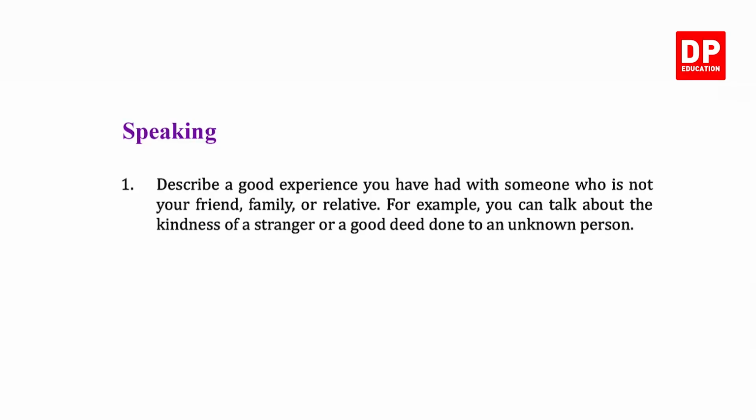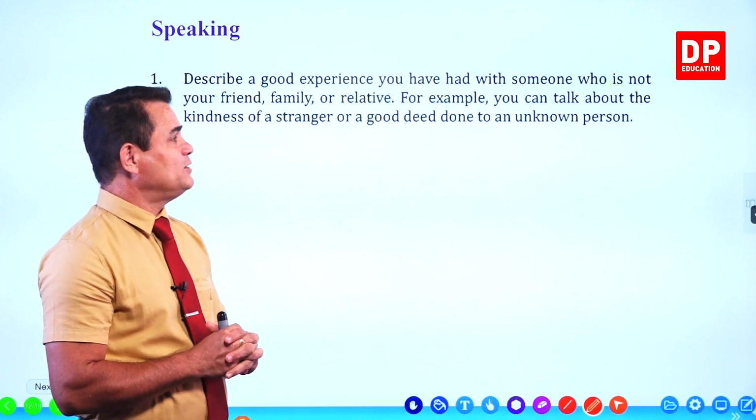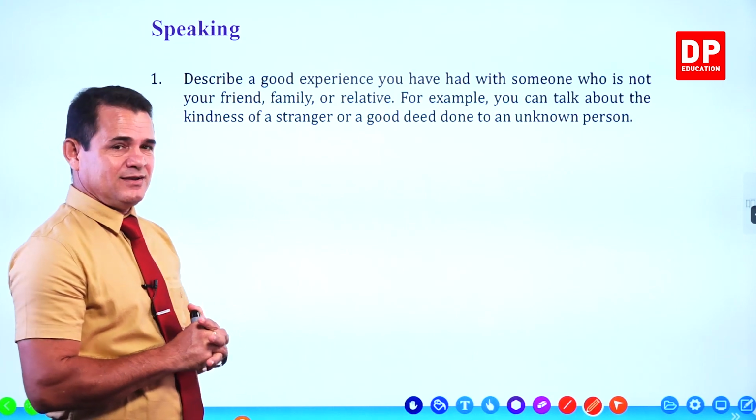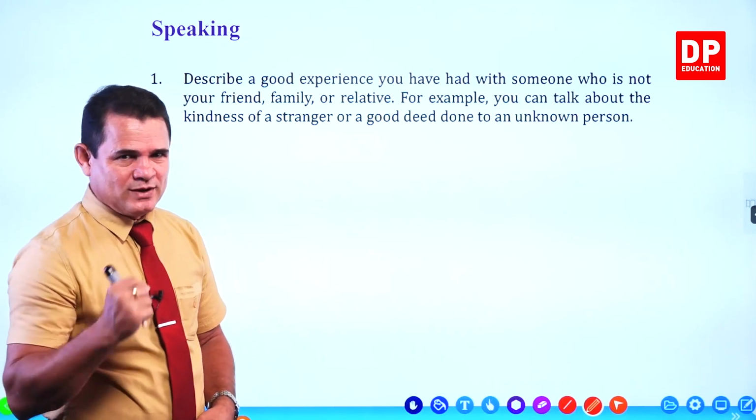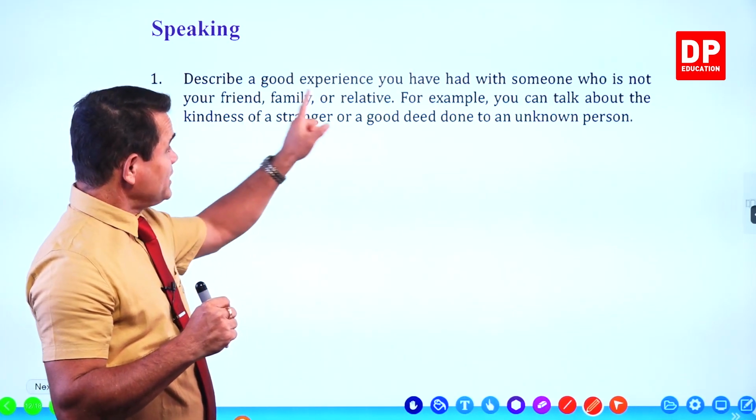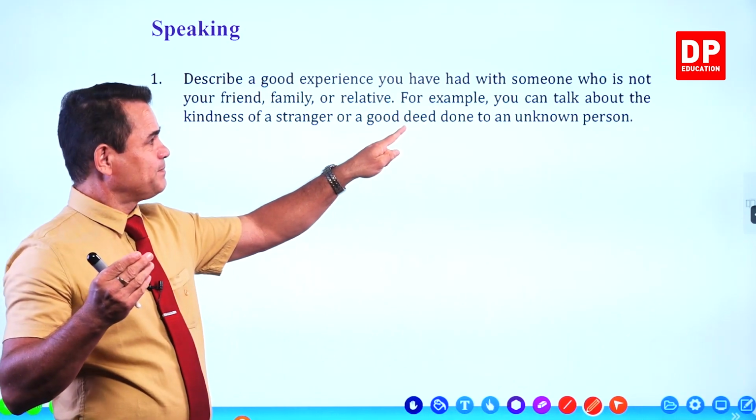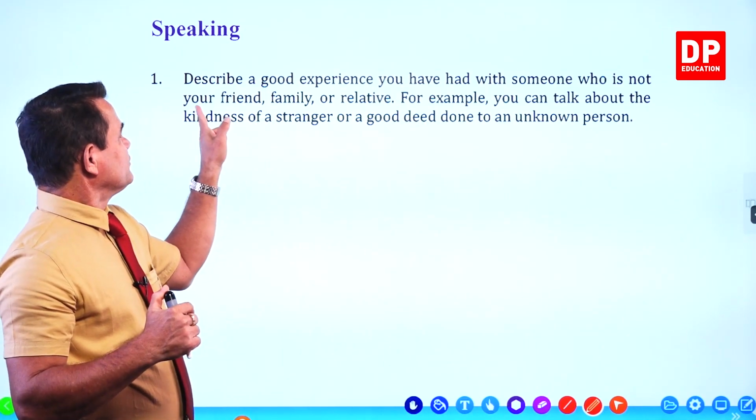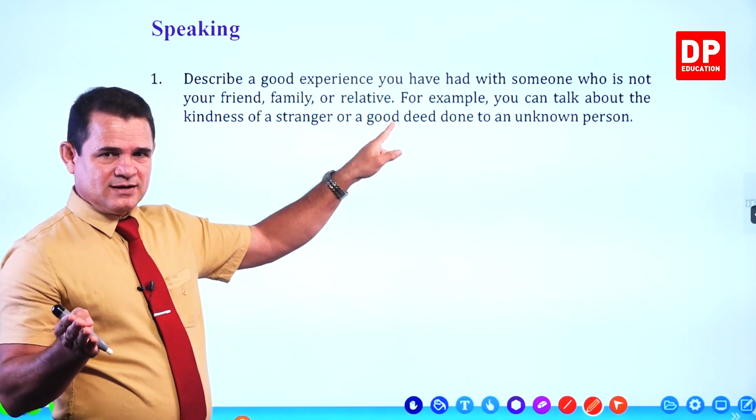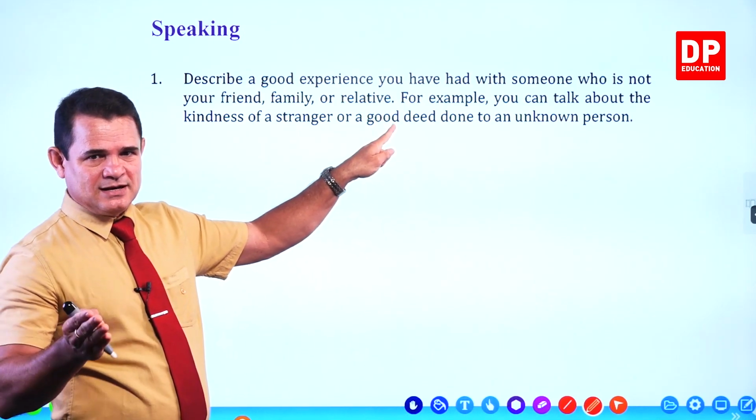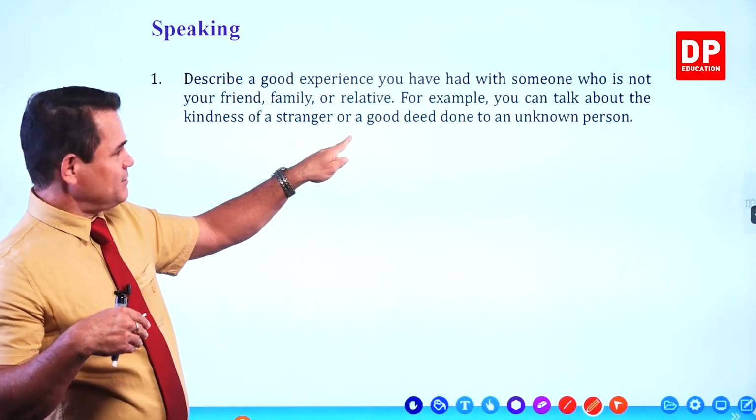Next one, speaking. Describe a good experience you have had with someone who is not your friend. Who is not your friend. ඔයාගේ මිතුරෙක් නොවන කෙනෙක් එක්ක තියෙන good experience you have had. ඔයා ලබලා තියෙන හොඳ අත්දැකීමක්. Not your friend, not your family or relative. It can be not a friend, not a family member, not a relative. ඥාතියෙකුත් නෙමෙයි. එහෙම කෙනෙක් එක්ක තියෙන ඔබ ලබලා තියෙන මොනවා හරි අත්දැකීමක්.